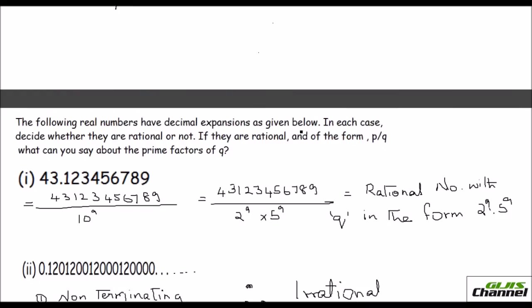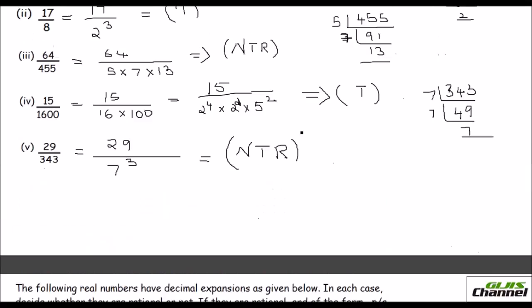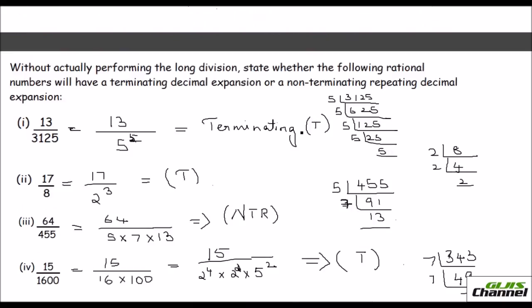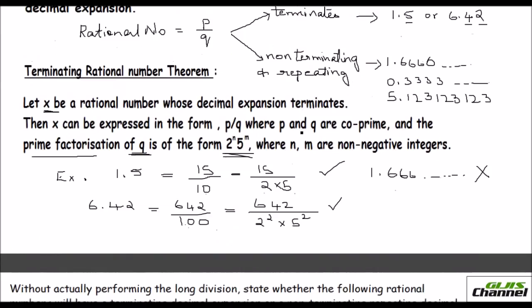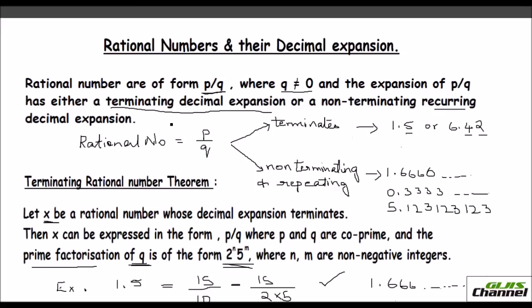Once again I repeat, rational numbers are in the form P over Q, and it can either be a terminating decimal expansion or a non-terminating but recurring one. Okay, see, that is mandatory. I keep stressing on this recurring. It has to be repeated decimal expansion.